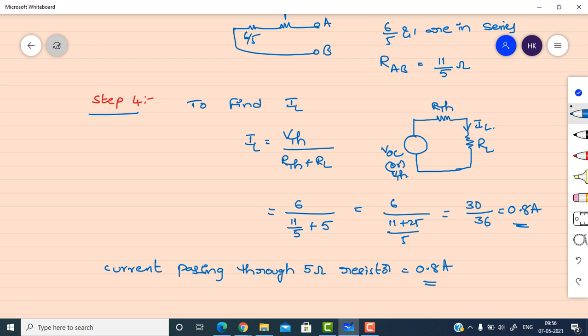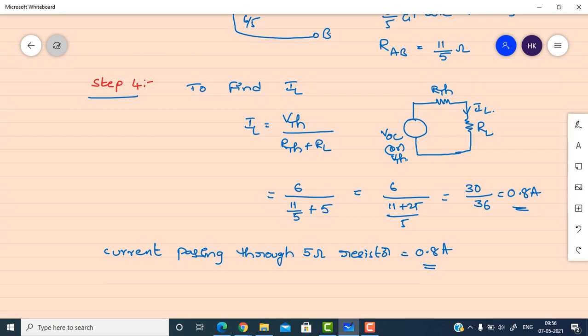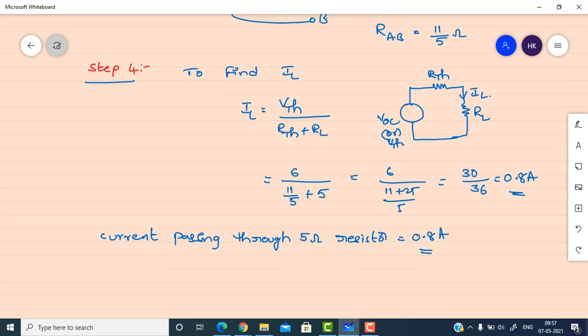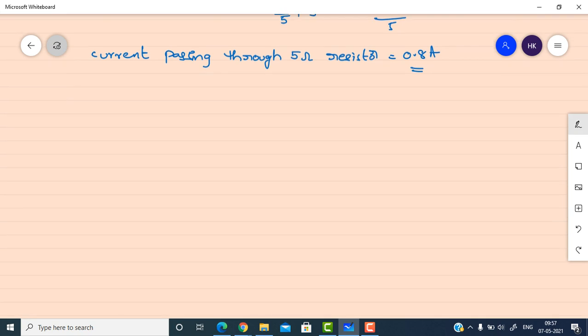Now I will give you one more problem. It is somewhat complicated, and the same problem we will use in the lab. That means the theorems we will verify practically: Thevenin's theorem and superposition theorem. So whatever circuit we are taking in the lab to verify Thevenin's theorem, I will give you the circuit now. Is it clear to all of you, this problem? You note down this problem.